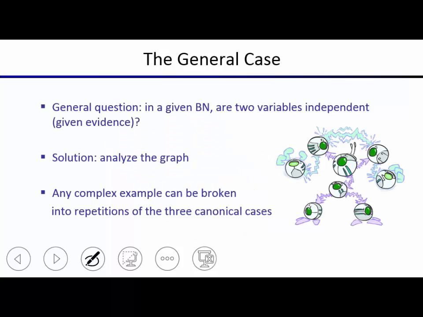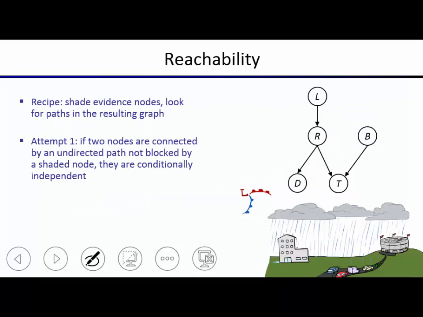So what we're going to look at is the general question: are two variables independent given some evidence by just looking at the graph? And it's not as simple as just looking whether there is an edge or not. It's more complicated than that. But what we will see is that the three cases we just covered are enough to understand all cases. Okay, so the recipe we'll look at is effectively reachability, but with a little bit of a twist.